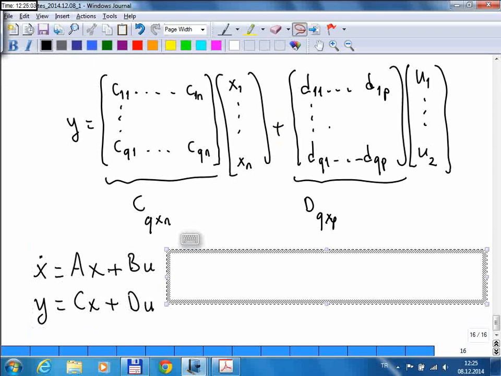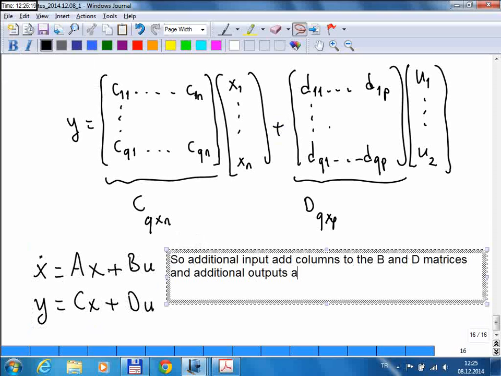Okay, so additional inputs add columns to the B and D matrices, and additional outputs add rows to the C and D matrices. But the A matrix does not change. Okay.